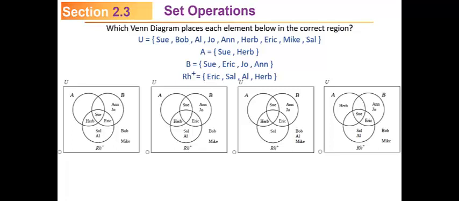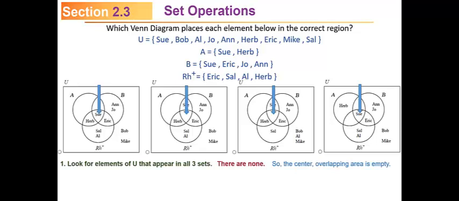Now there's more than one way to approach this, but my suggestion is to start with the extremes. I would first look for the elements that appear in all three. And as you know, that's the dead center middle, and there aren't any. If you look, Sue is in A and B, but not Rh plus. Bob is not in any of them. Al is in Rh positive, but not in B, or A for that matter. And you can go one by one, and you can see there are no people who are in all three. So that middle area, which represents the overlap of all three, should be empty.